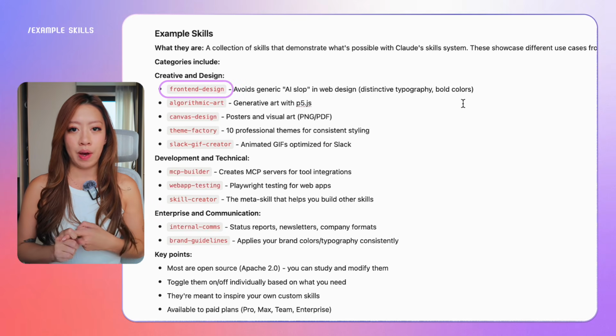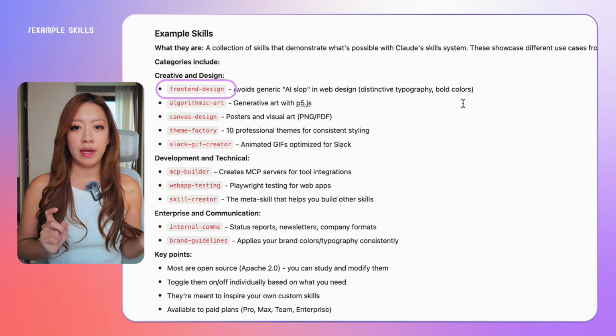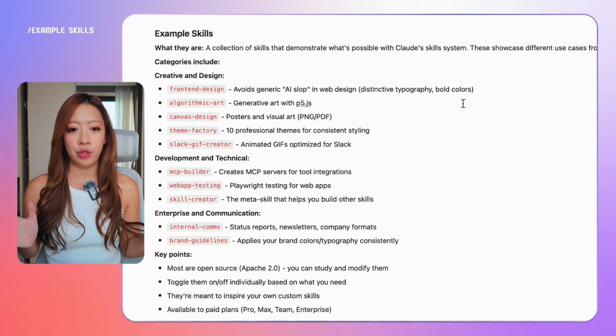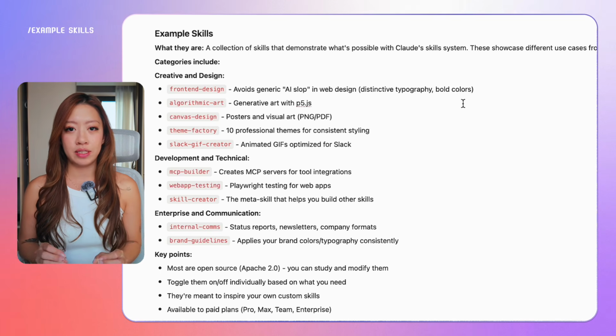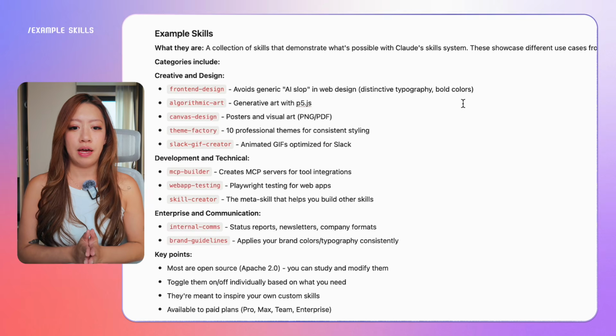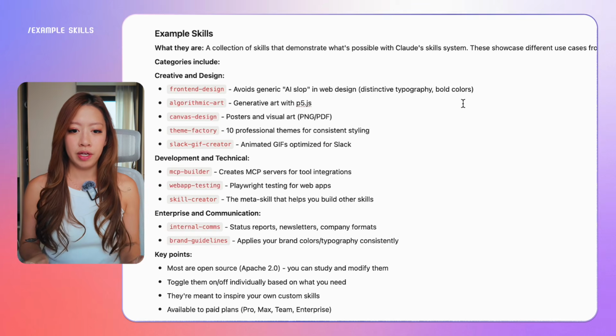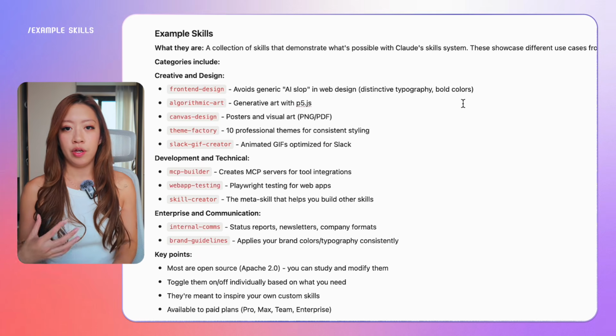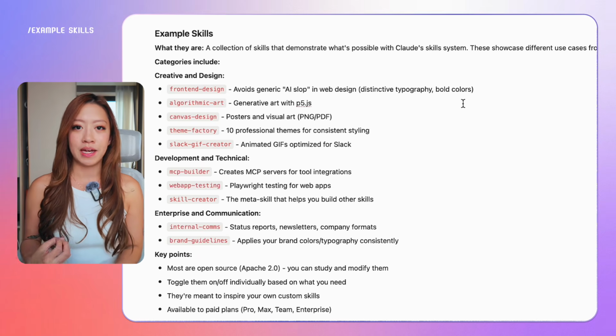So if you're making a new app, or if you are making a website design, or you are doing anything that's related to web designing, this is what you should be leveraging because it avoids the generic, AI slop, purple background design. This will allow you to have very distinctive typography and very bold colors that you may not necessarily have with the normal web design that you see with most AI tools out there.